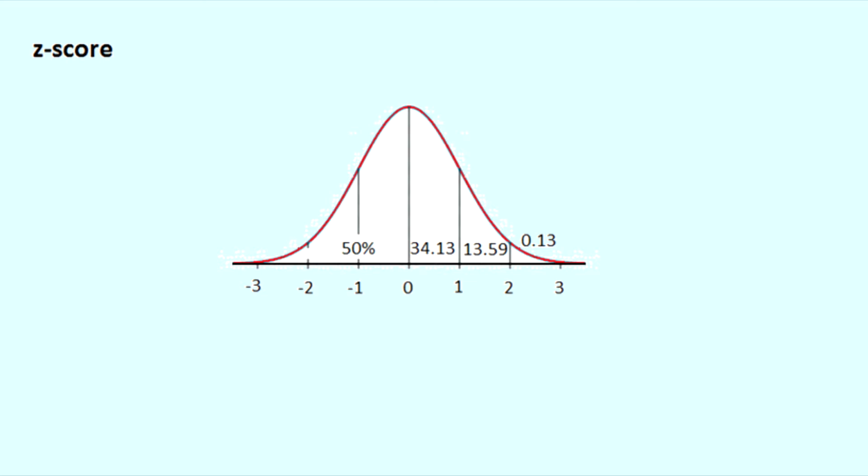Let's have a simple analysis. If your Z-score is 0, it means you are at the median or 50% of the distribution. If your z-score is 1, it means 50 plus 34.13, which means you are at the 84.13 percentile rank. If your z-score is 2, it means 50 plus 34.13 plus 13.59, which means you are at the 97.72 percentile rank, and so on and so forth. You may download the standard score table for further analysis.